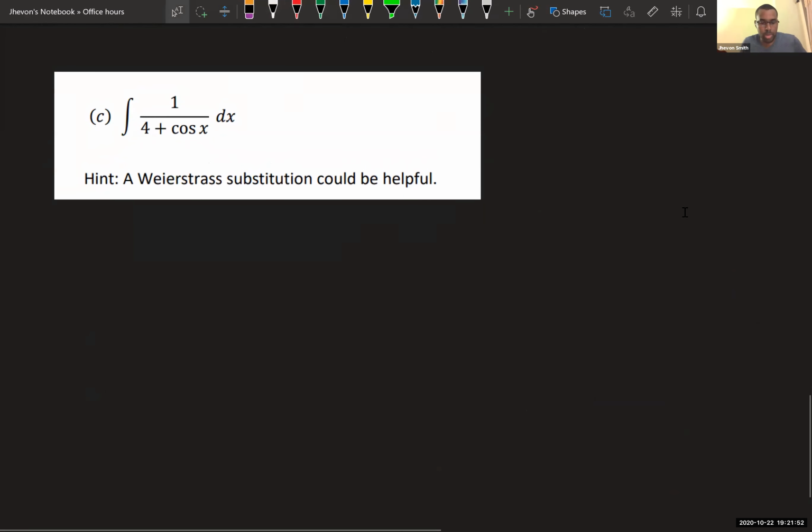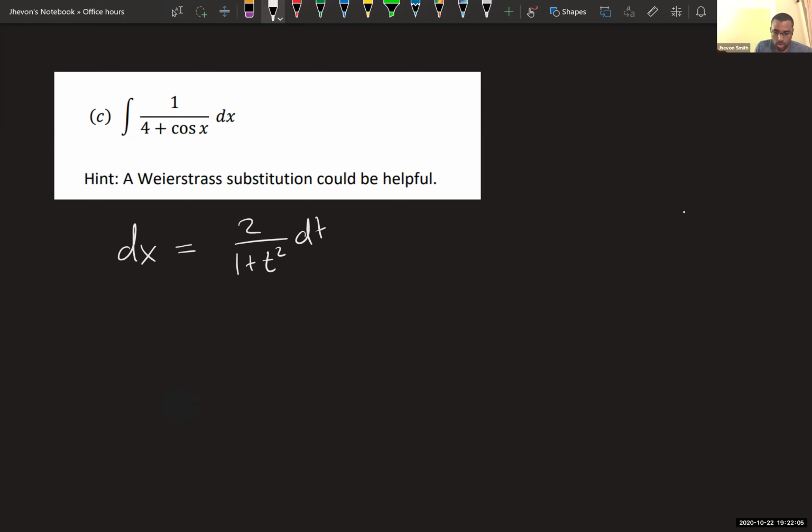Okay, so tell me about the Weierstrass substitution. What would your dx become under that substitution? 2 over 1 plus t squared dt. What does your cosine of x become? 1 minus t squared over 1 plus t squared. So like that you should know. You should also know how to find sine of x.